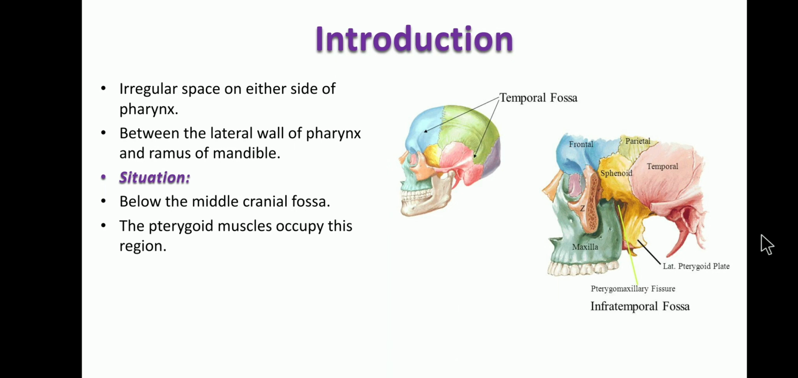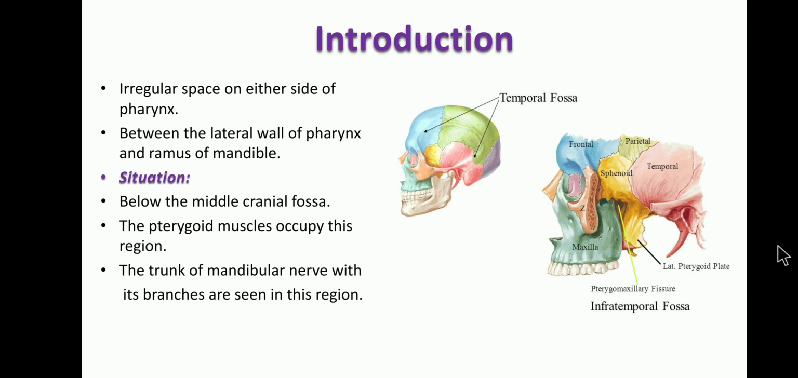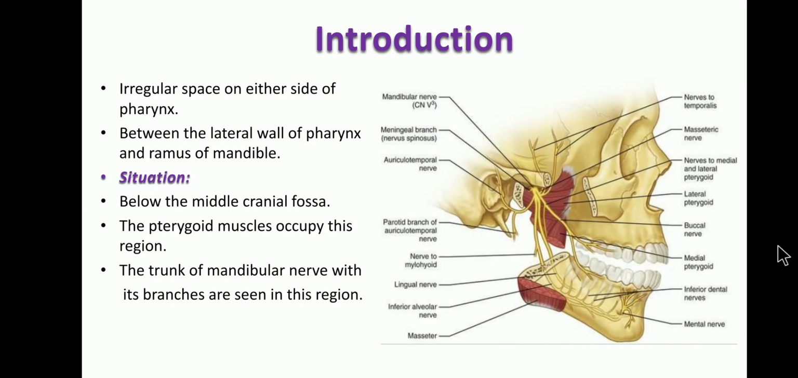So this space is mainly occupied by two muscles, the pterygoid muscles, the medial pterygoid and the lateral pterygoid muscles. They occupy the infratemporal region, and as I told you, the trunk of the mandibular nerve with its branches, the commencement of the branches from the mandibular nerve, is also seen in this infratemporal region. And the maxillary artery also you come across. Then one more ganglion is also present.